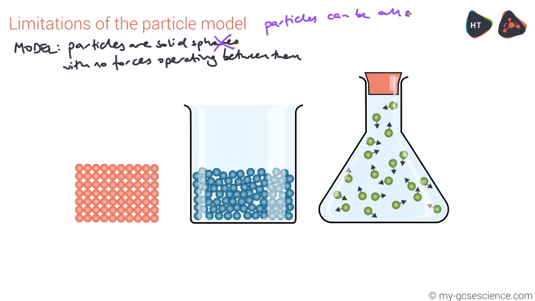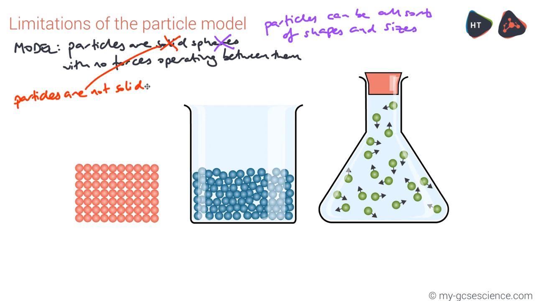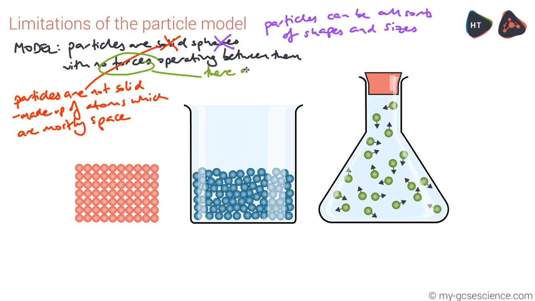A particle could be one single atom, or it could be a really large molecule containing lots of atoms joined together, or even a charged ion. So particles aren't always spheres because they can change in size and shape. And they aren't really solid either because atoms are actually mostly empty space. In the models, there are no forces operating between the particles, but in reality, there are almost always forces that attract the particles together. In general, the stronger the force, the closer the particles will be.